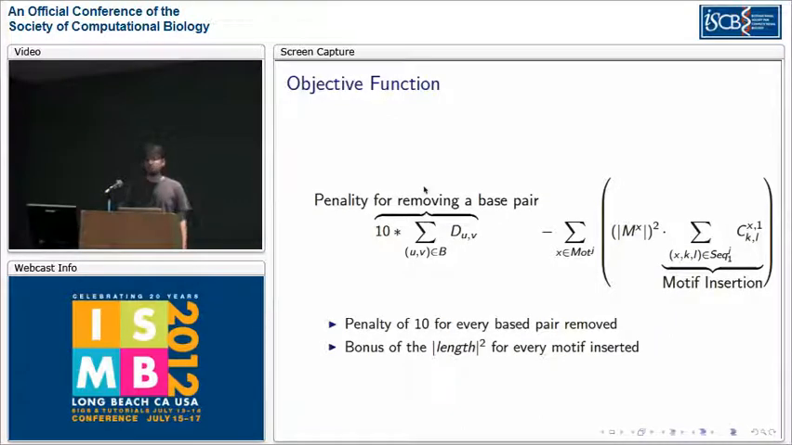The objective function that I use is fairly simple. Every time I remove a base pair, I add some small penalty. And every time I insert a motif, I give quite a huge bonus, which is proportional to the square of the length of the motif. There's a really simple reason behind it. When we want to do the final reconstruction with MCC, the more pieces there are, the harder the reconstruction is. So a weight like this encourages the function to insert the largest motifs possible and the fewest motifs possible, thus giving fewer pieces to do the final reconstruction, and again, easing the whole process.